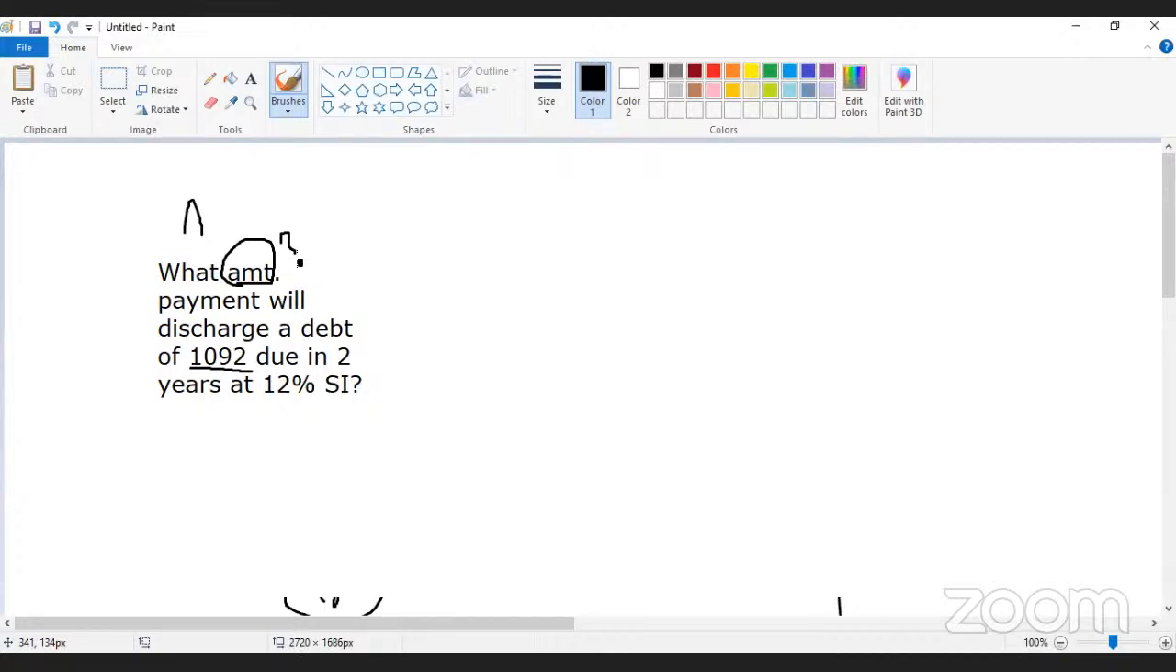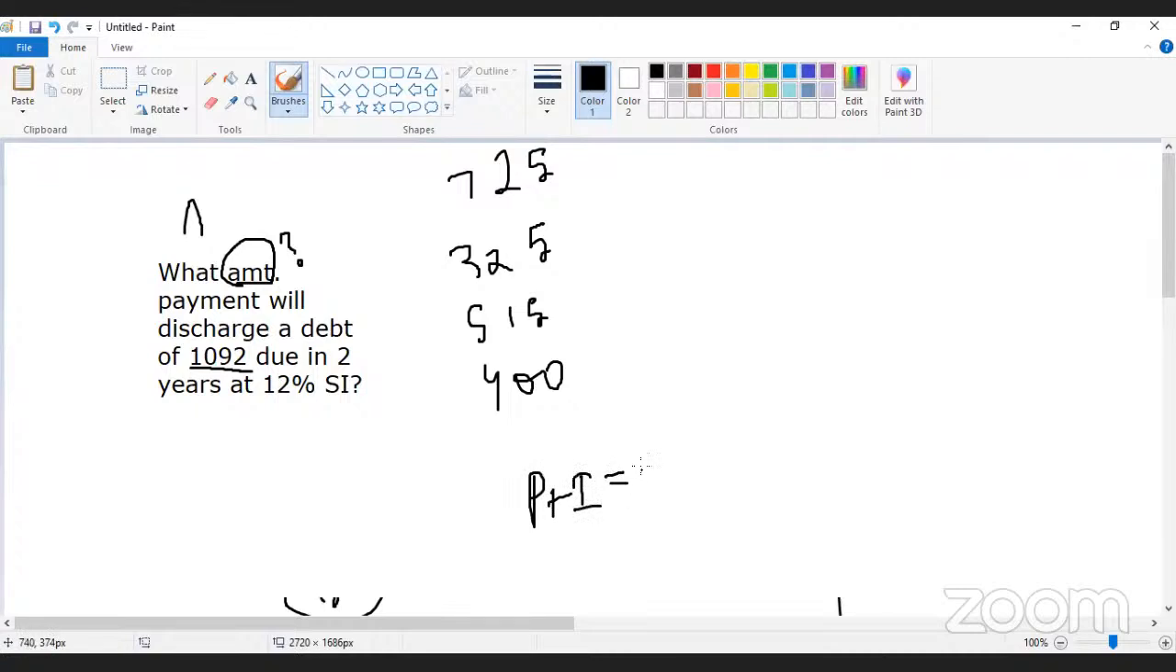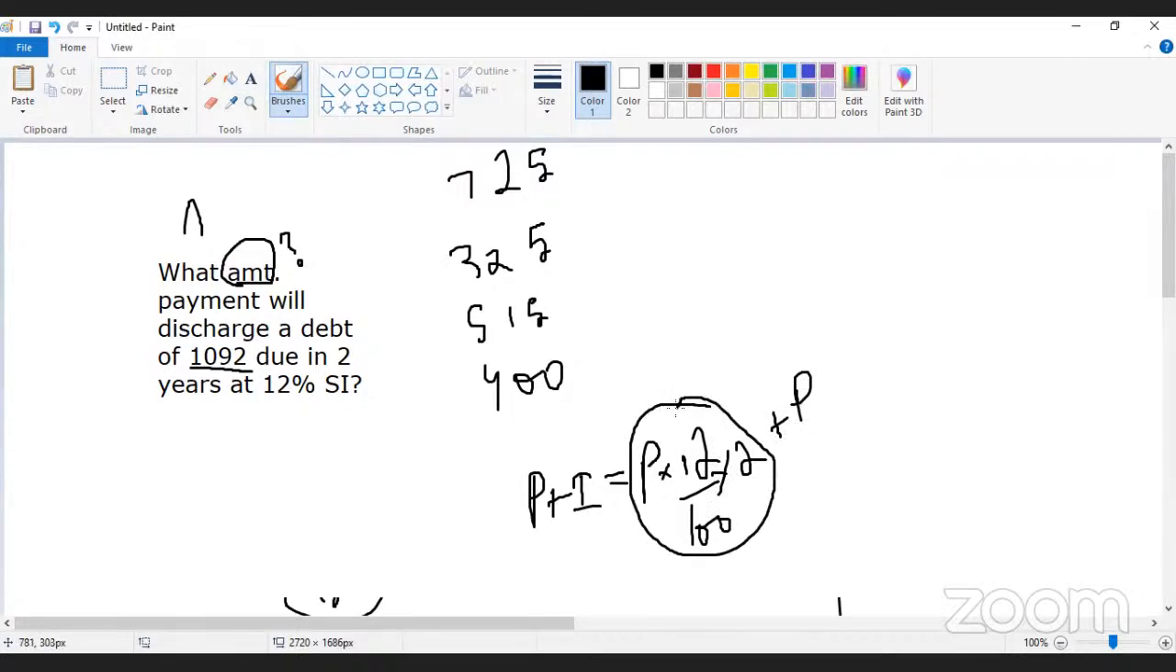Okay, then this amount should be with the debt. Okay, you have options 725, 325, 515, and 400. So this one should be with the principal amount. 1092 is the principal amount plus principal amount into 12 by 100 times 2. I have added the principal amount. So this will give me interest, and along with that, the principal amount is being added. So together it is 1092.